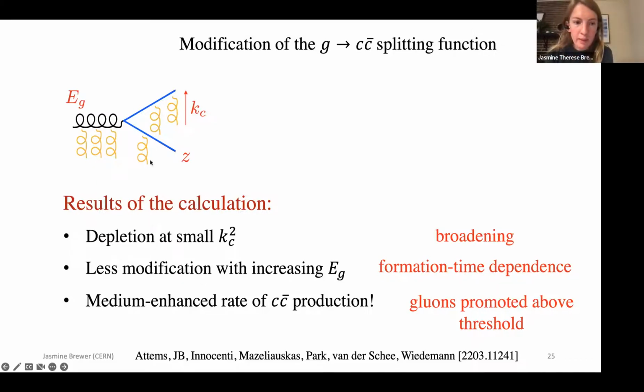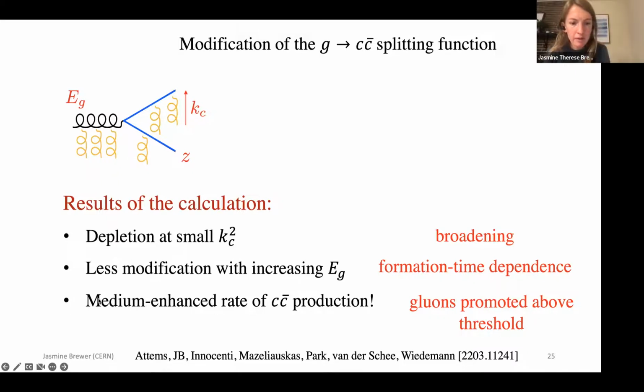One of the things we found is that there's less modification of the splitting function if you increase the gluon energy. I'm going to go on to this on the next slide, so you don't necessarily have to understand it in detail here. But this is really a signature of what we call the formation time of this gluon. Essentially its lifetime in the medium gives you direct access in some way to the lifetime of this gluon through the modification of the CC bar pair. I'll tell you more about that on the next slide, and I think it's a pretty cool possibility for future phenomenology of this process.